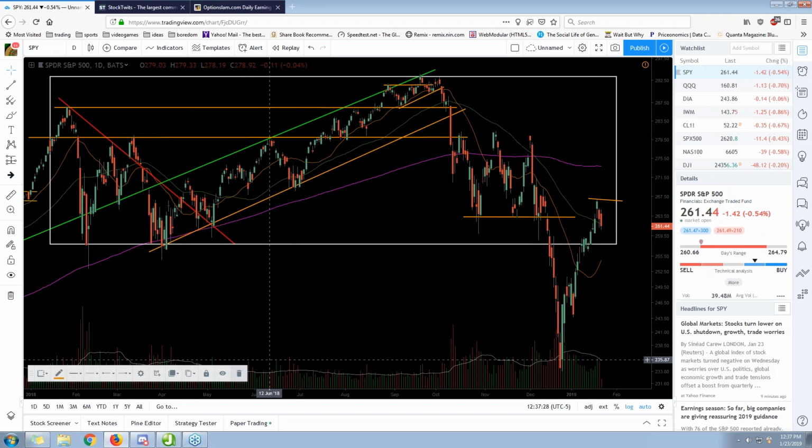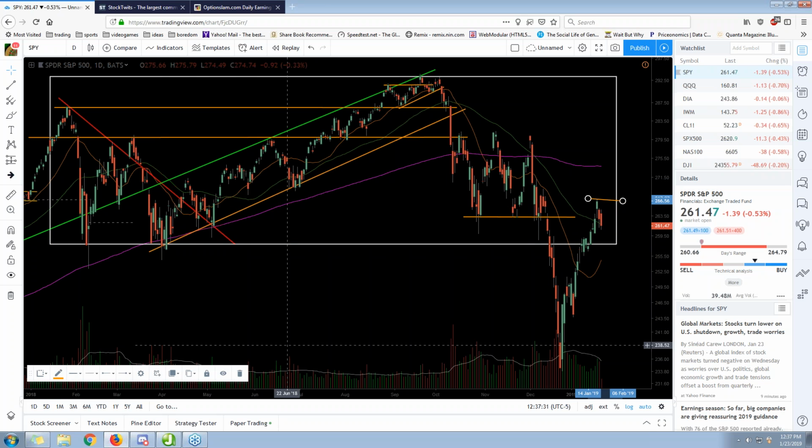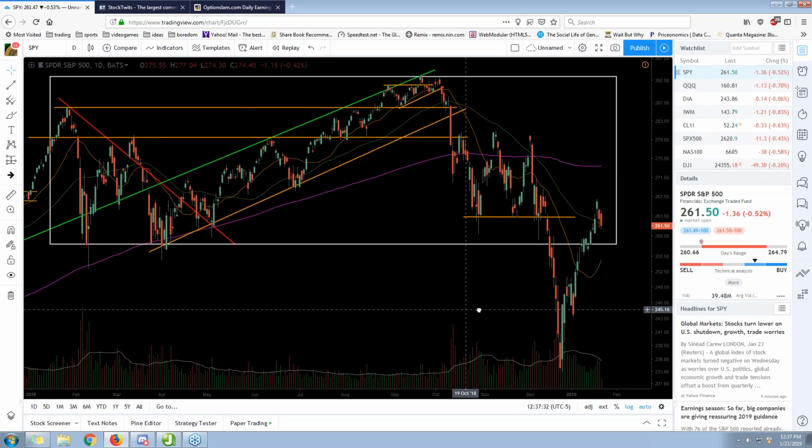But, of course, holding above the 50 today would be the first start of trying to form a pattern like that.